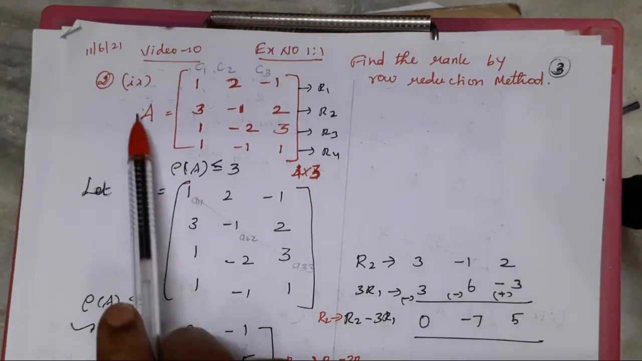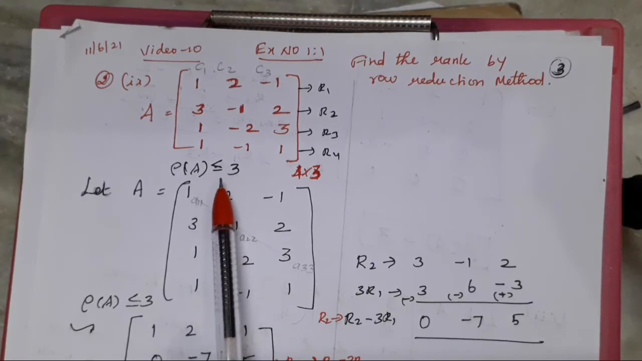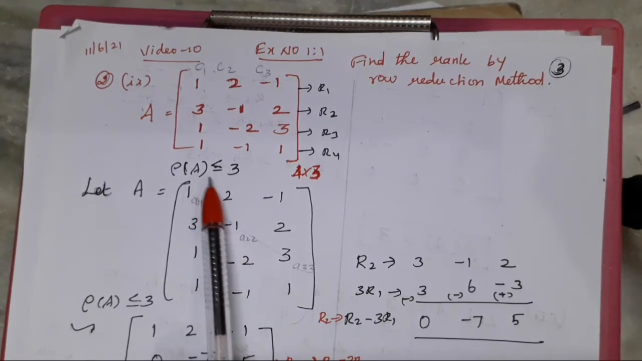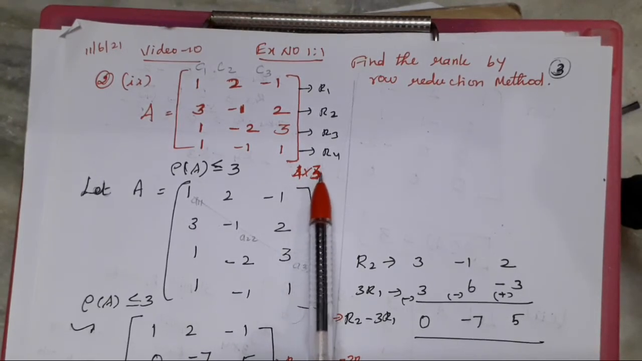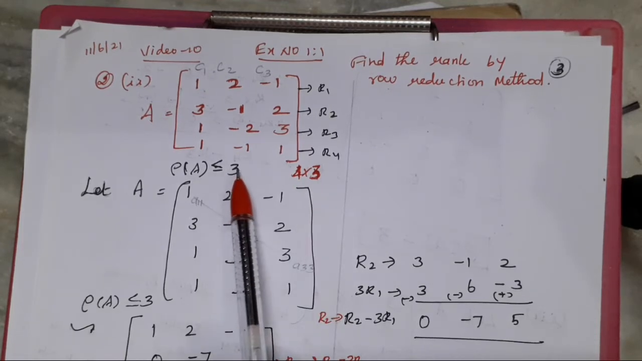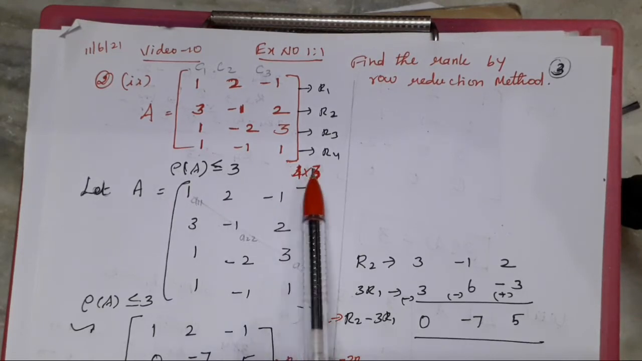The rank of A is nothing but 3 or less than or equal to 3. The rank will come either 3 or less than 3. First we find the order, and from this order, which one is the smallest one? Again and again, tell which one is the smallest one. That one is the rank, or less than that. So here, 4 rows, 3 columns. 3 is the smallest number.